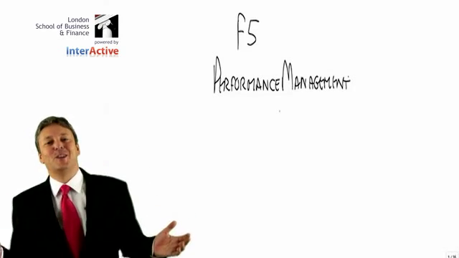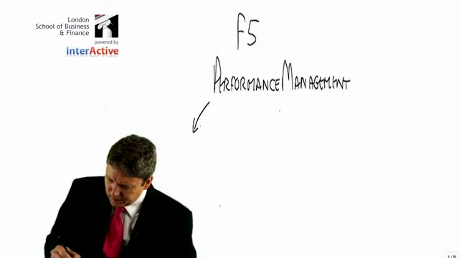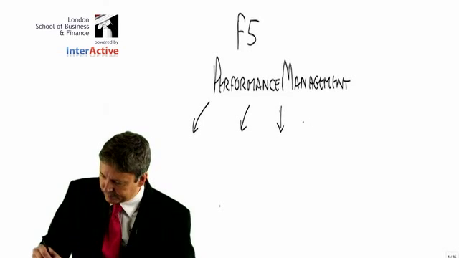Now, what is included in this paper? This paper, for some of you, will be a development on what you already know. A lot of you will have studied F2, F2 being the lower level management accounting paper. F5 simply develops on that. So when we look at the sort of things that may be included in F5, well, there are 5 key topic areas.